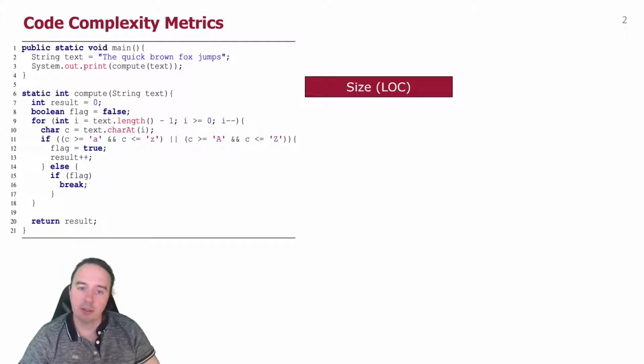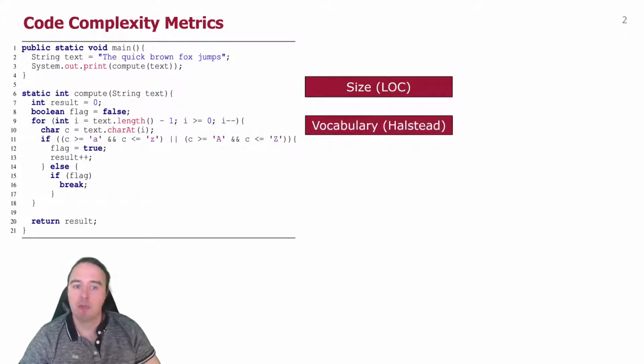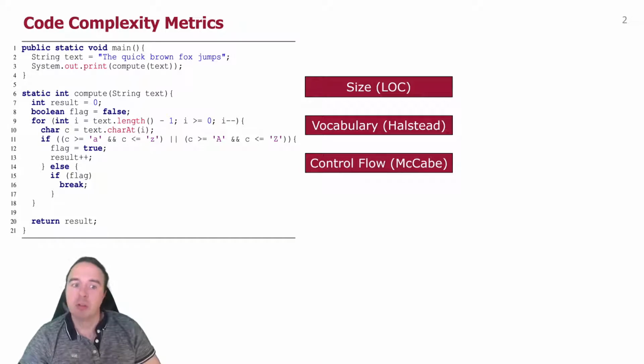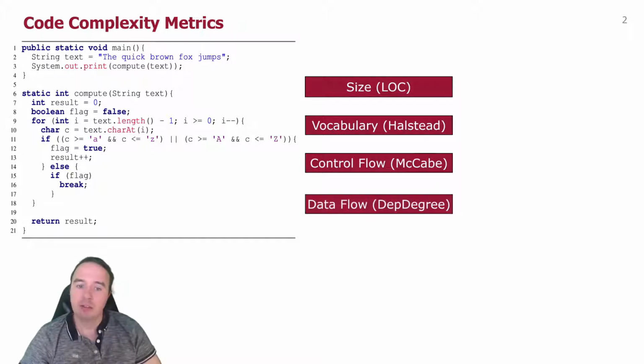A similar idea is vocabulary size. One common measure here is Halstead's measure, which is based on the number of defined variables. More variables means higher complexity. Another dimension is the control flow. The control flow measure, McCabe, is widely used in industry, and one representative for this category. Finally, an extension of control flow is data flow. For our experiment, we will use depth degree as a representative for this measure.